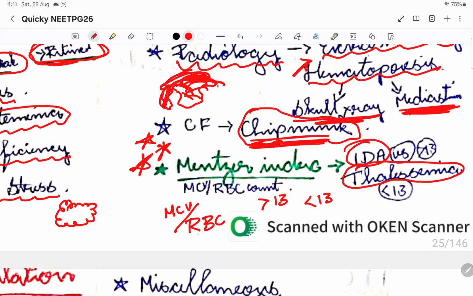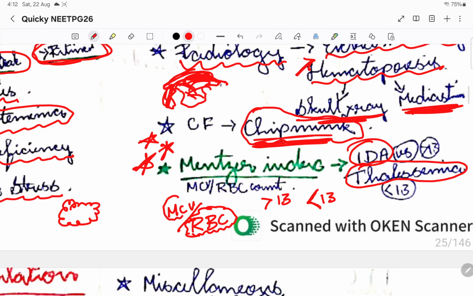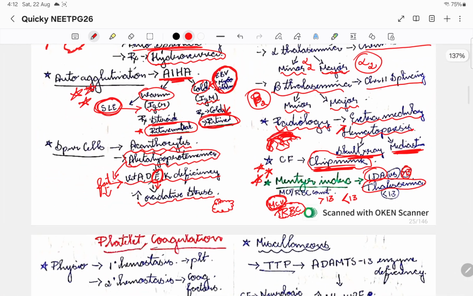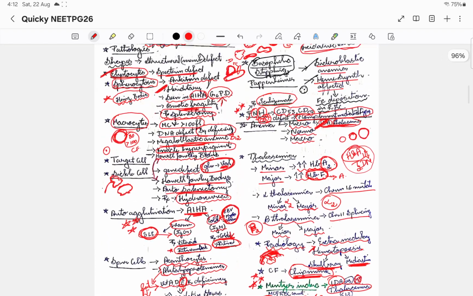I told you, right, RBC count will be increasing because extramedullary hematopoiesis is happening. So as the denominator increases, it is going to be lower than 13, whereas in iron deficiency anemia there is no increase in hemoglobin or RBC count. It is the mean corpuscular volume that will be the problem, right? So that is why there will be an increased Mentzer index in IDA. So this is what I want you guys to remember with respect to RBC pathologies.